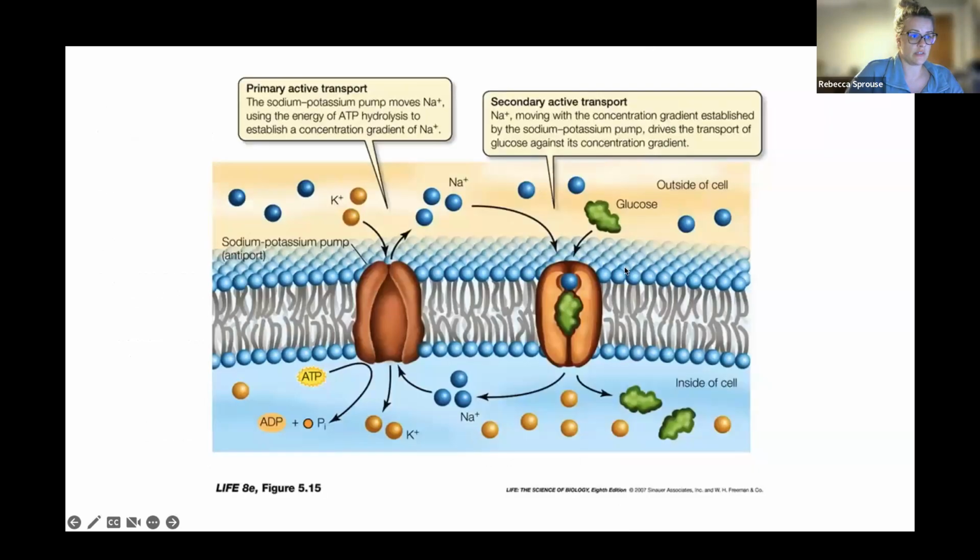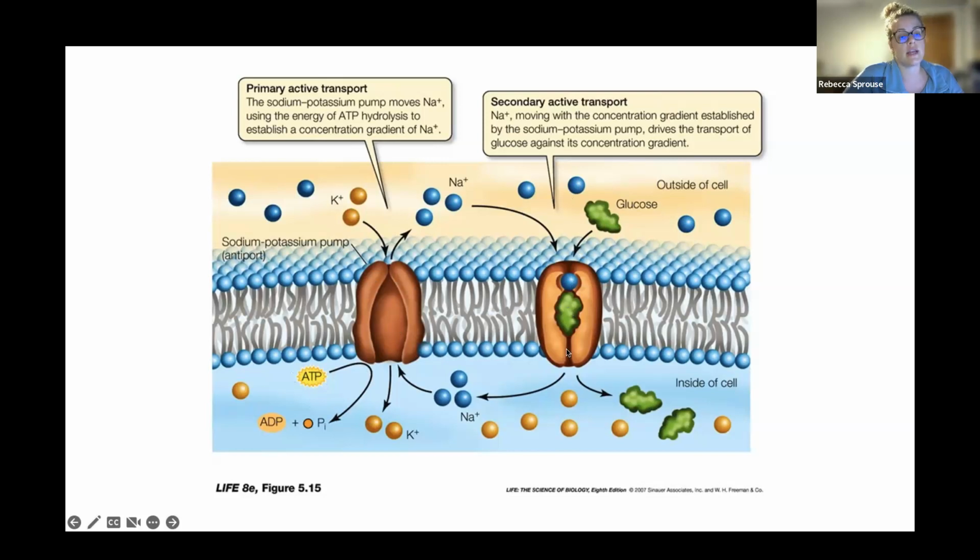Let me go over an example here. Okay, so primary active transport basically creates a concentration gradient of sodium. So here's sodium inside the cell. It's going to move outside the cell against its gradient because there's more sodium outside the cell. Potassium is going to move the opposite way. That requires ATP.